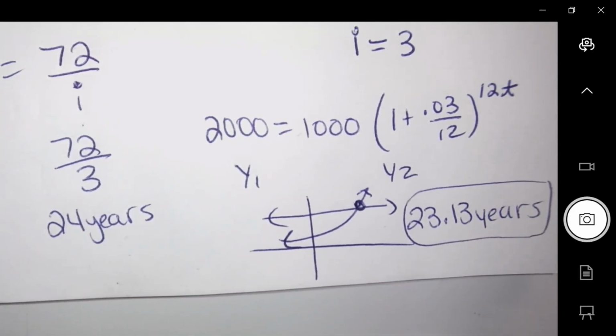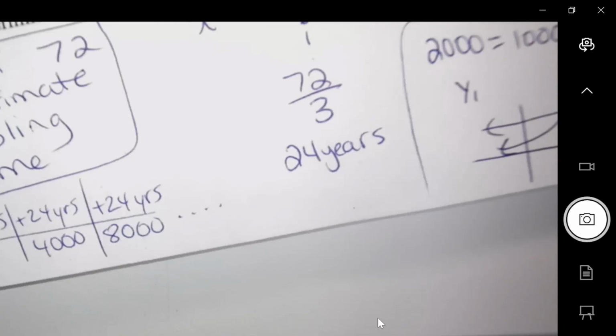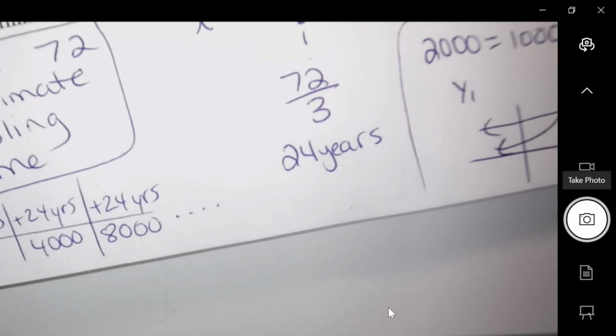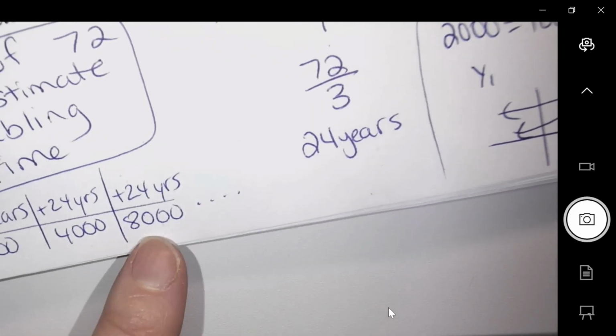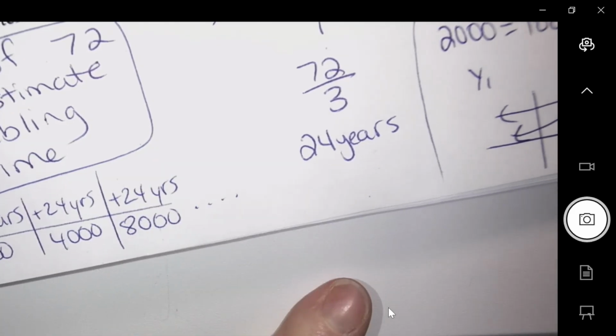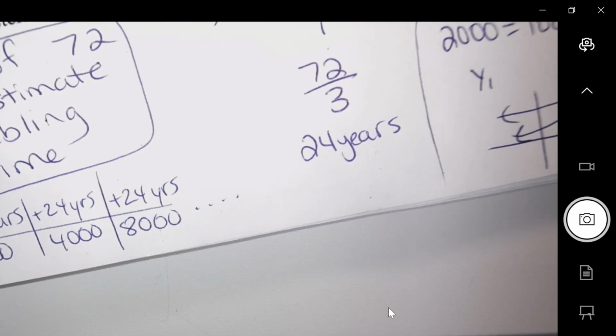Okay, pausing to say what else do we need on our cheat sheet here? Okay, so we did this chart idea when we wanted to double our money, double our money, double our money. So another 24 years, I'd have 16,000 and et cetera, et cetera.